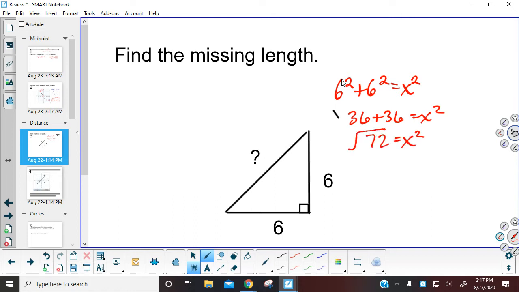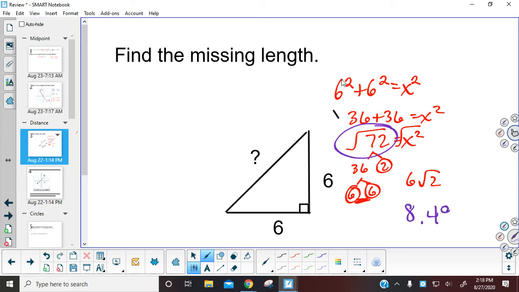And then if we broke it down to get simplest radical form, we do 36 and 2, that's done. 6 and 6, that's done. I can use that because I have a pair here, so it becomes 6 root 2. If I wanted the numeric answer, I could just do the square root of 72 in my calculator, and I would get approximately 8.49 if I went 2 decimal places out.